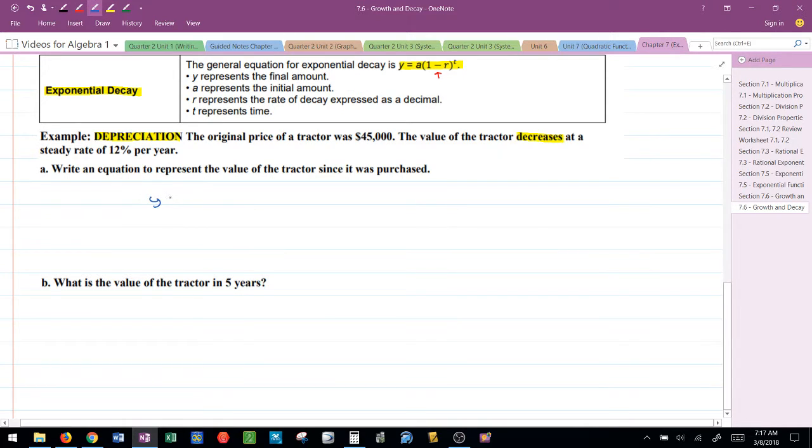As an equation, I would have y is equal to the initial amount, $45,000, times 1 minus 12%. Well, that's going to be 0.12, raised to the t power. Clean that up. I have y equals 45,000 times 1 minus 0.12, which would be 0.88, raised to the t power. And if you look right here, that number is between 0 and 1. So my equation is definitely representing exponential decay. All right? Now the second question says, what's the value in 5 years?